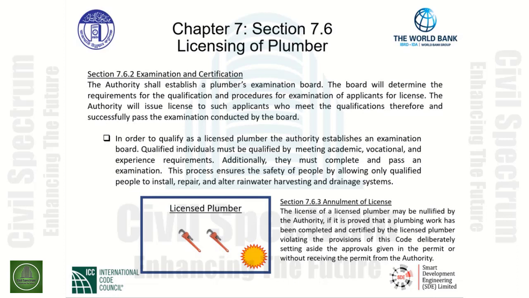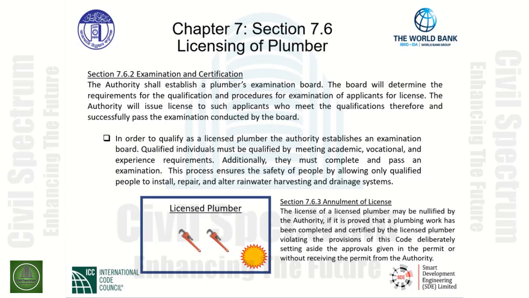Section 7.6.2, titled Examination and Certification. The authority shall establish a plumber's examination board. The board will determine the requirements for the qualification and procedures for examination of applicants for license. The authority will issue a license to such applicants who meet the qualifications therefor and successfully pass the examination conducted by the board.